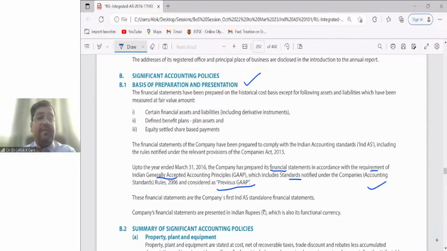So they have written that up to 31st March 15-16, means for the last year 15-16, they have prepared their financial statement under IGAP. But from 16-17, they are moving to Ind AS. These financial statements for 16-17 are the company's first Ind AS standalone financial statement. So this is the financial statement which I am showing you. It is standalone. In the consolidated, they have written these financial statements are the company's first Ind AS consolidated financial statement, right? Clear? So up to 31st March 16, they have prepared under IGAP AS.